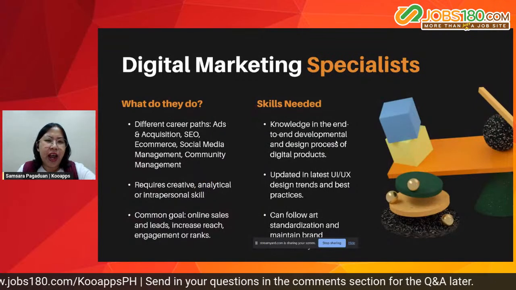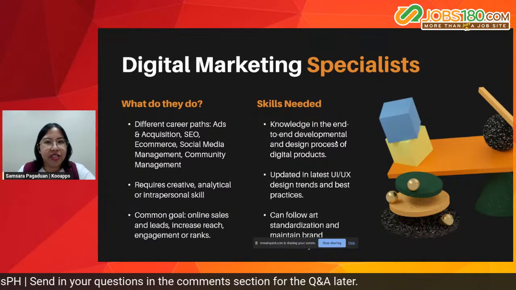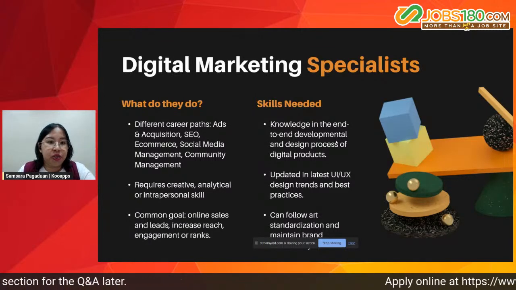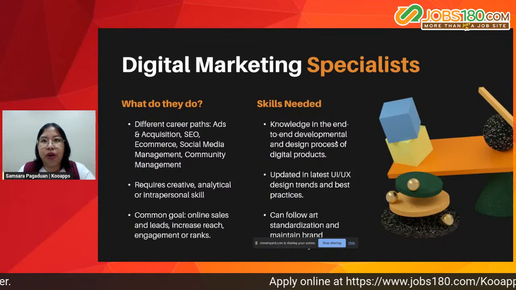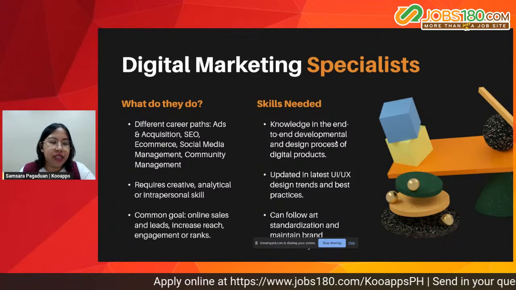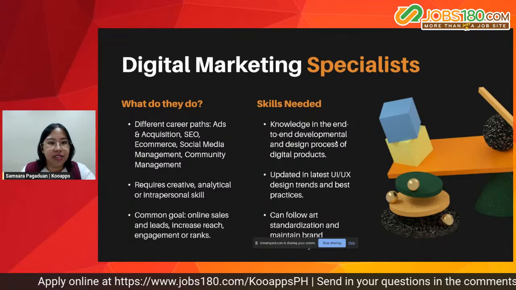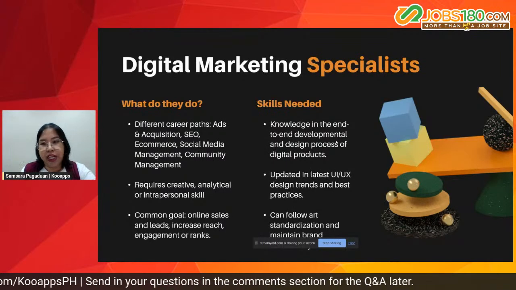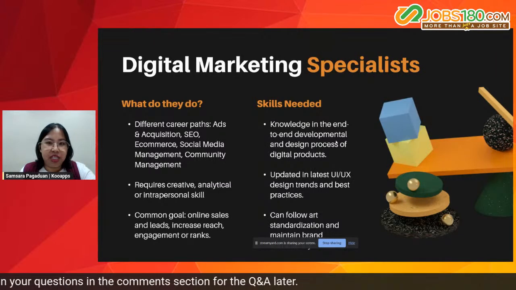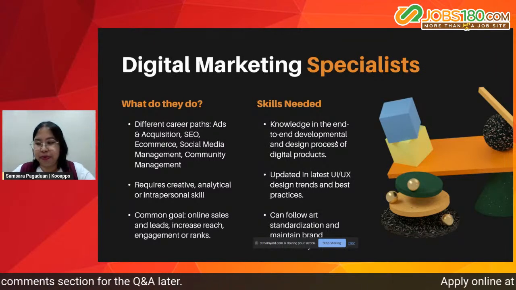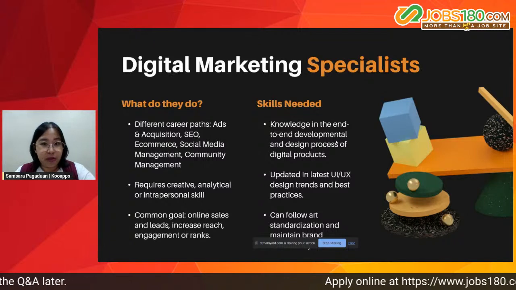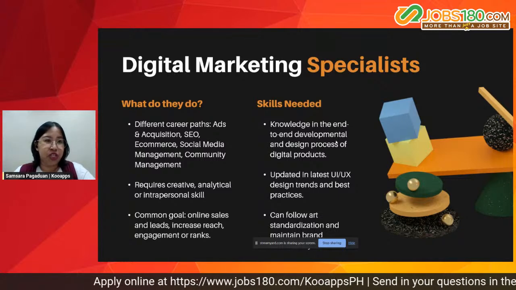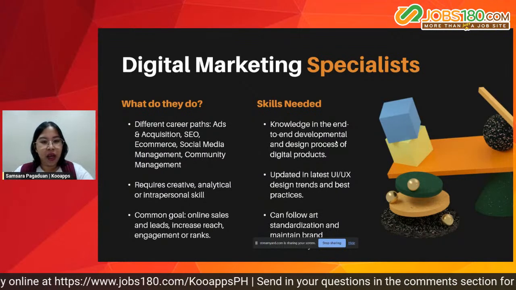So what do they do? There are actually different career paths, like there's a lot of things you can do. If you say you're a digital marketing specialist, you can do ads and acquisition, so user acquisition, gaining more sales, getting more users, getting more buyers, running ads, running ad campaigns on different platforms. That's what they do. You can do SEO, learning about keywords, search engine optimization, how to rank websites on Google. You can also do e-commerce, like sales websites, social media management, and of course community management, working on the community.